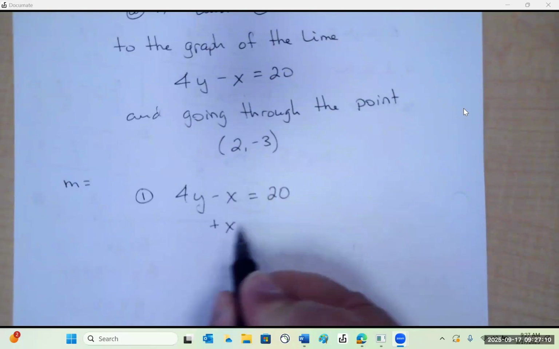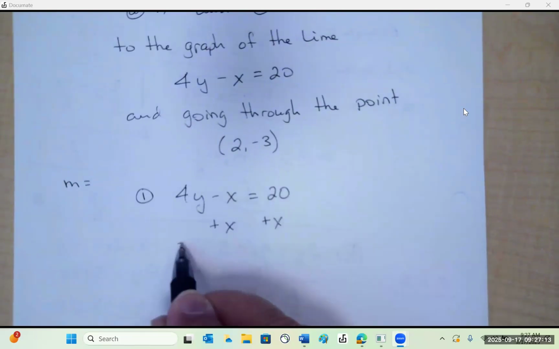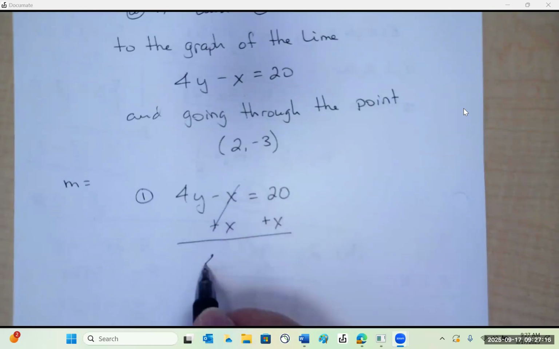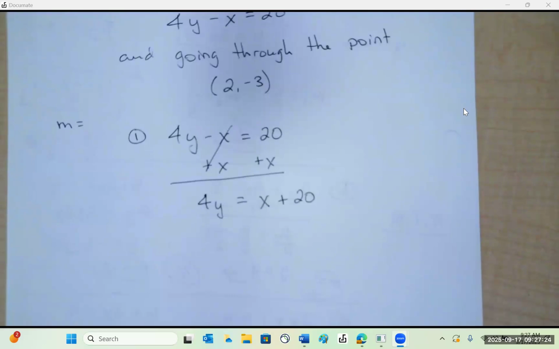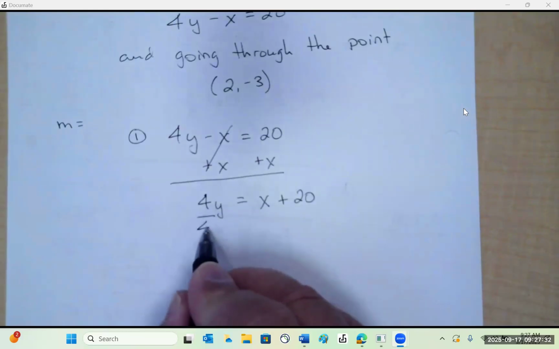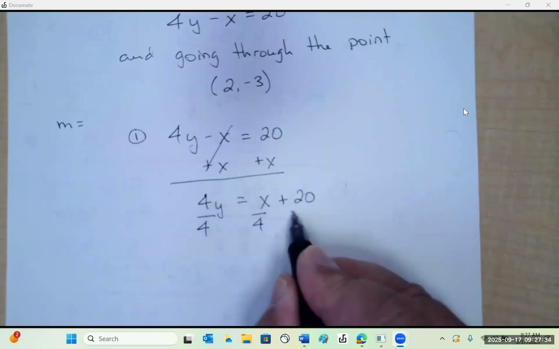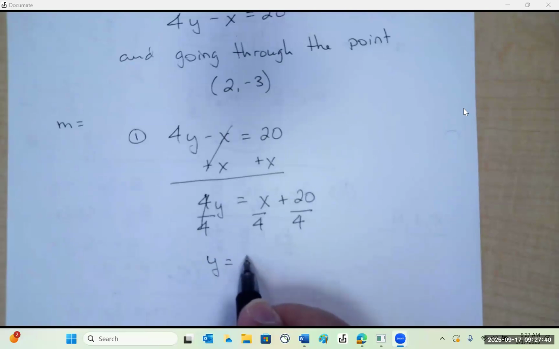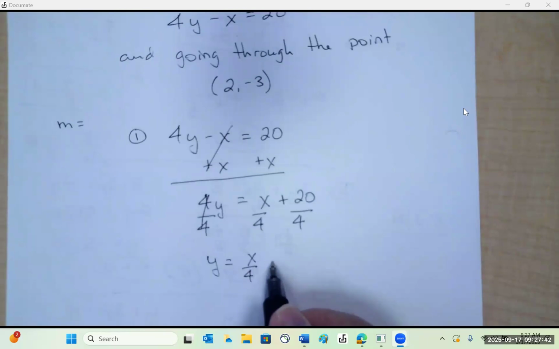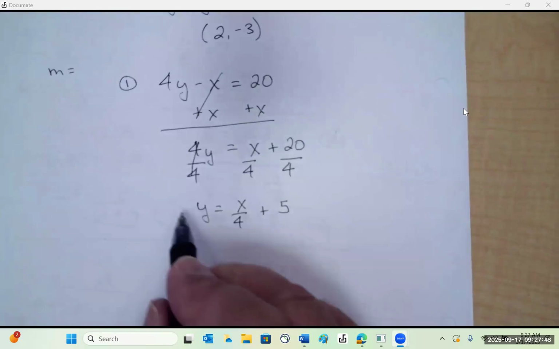We just add x to both sides. So we have 4y equals x plus 20. Then what? Divide each part by 4. So y is equal to x over 4 plus 20 divided by 4, which is 5. Okay, this is our main equation.